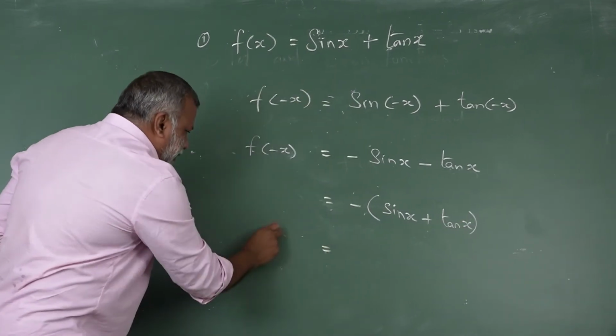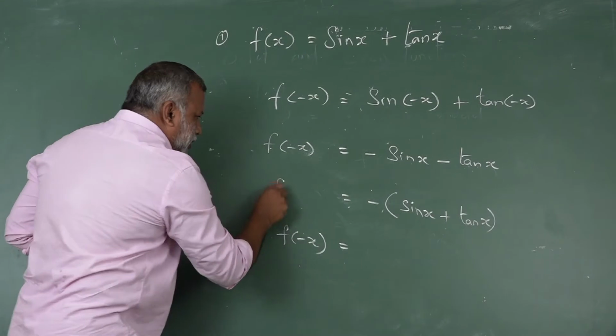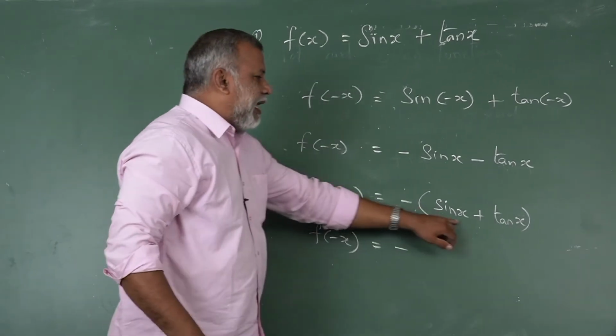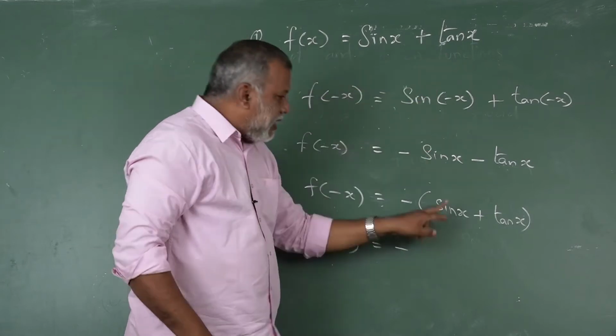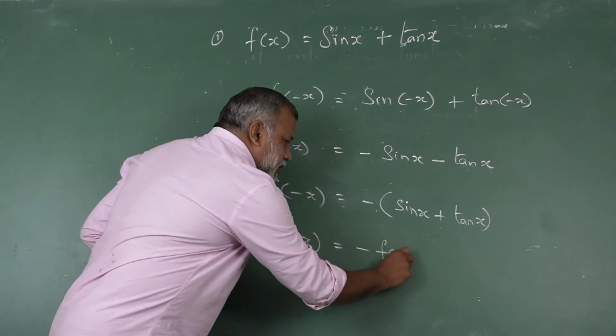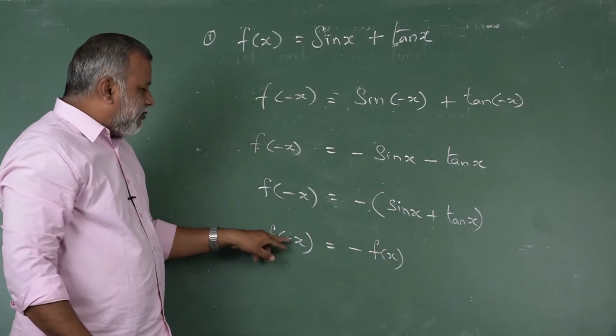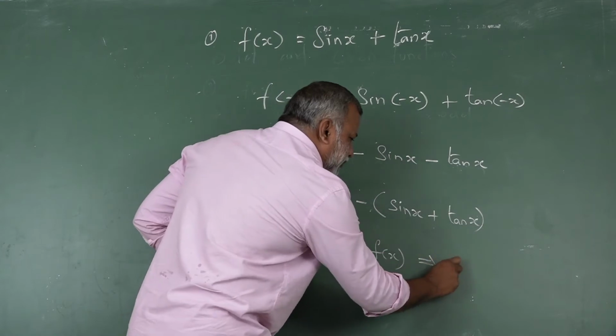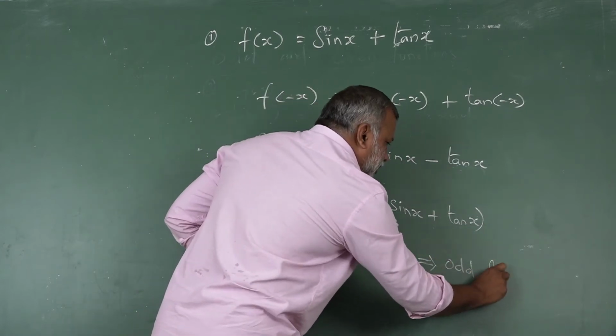Now this f of minus x is minus of sin x plus tan x. Sin x plus tan x is nothing but f of x. So as we just discussed, f of minus x emits a negative. This is called an odd function.